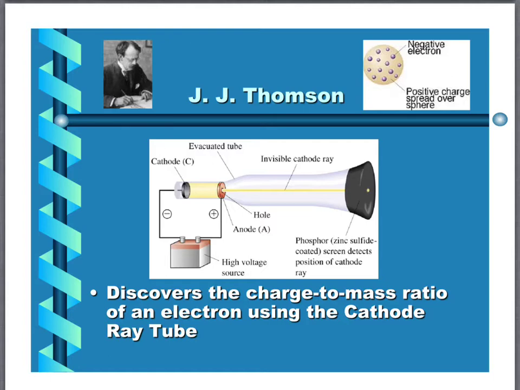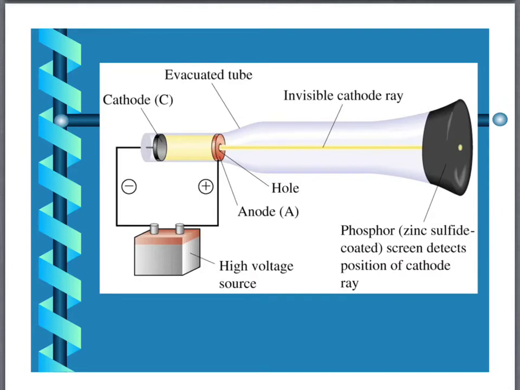This is a picture of a cathode ray tube, and this is the instrument that JJ Thomson did his experiments on to determine that an electron actually existed, and more specifically, he discovers the charge to mass ratio of an electron using this device. So here's a closer picture of the cathode ray tube. I'll just describe how it works, and then on the next slide I'll show you specifically what all the parts are. This is a cathode in the cathode ray tube.